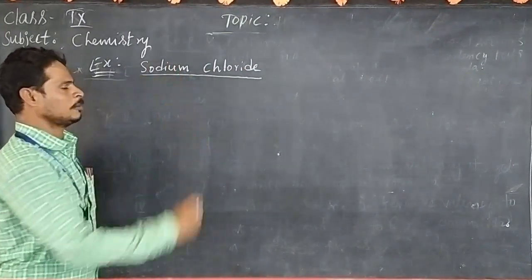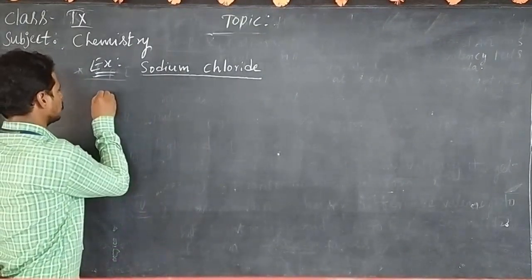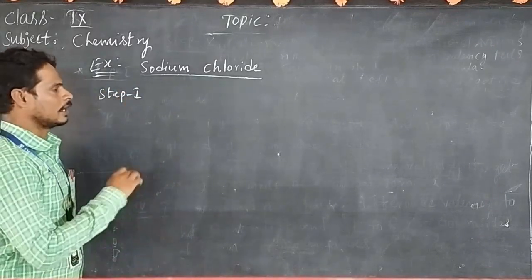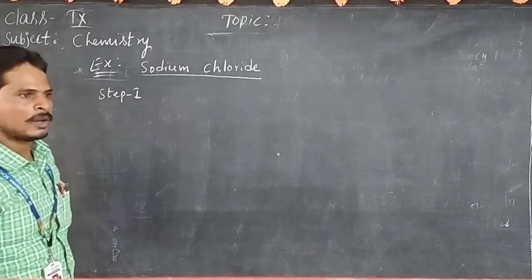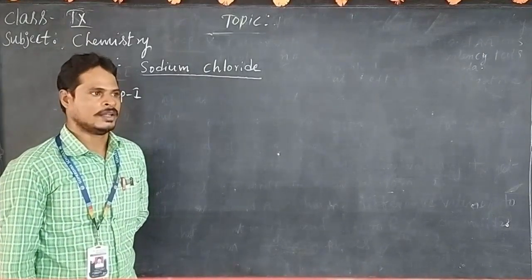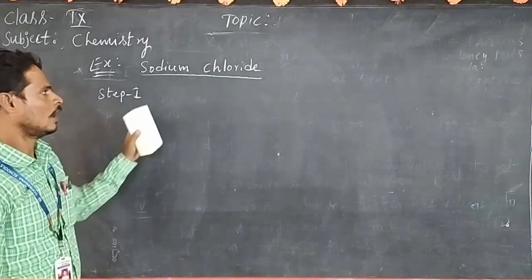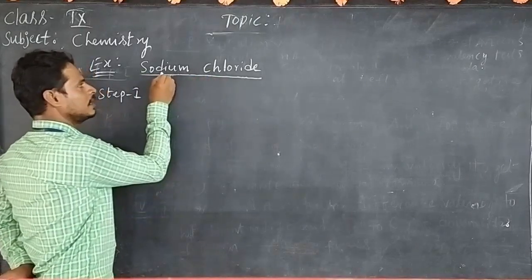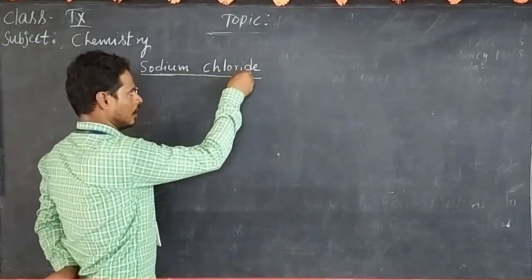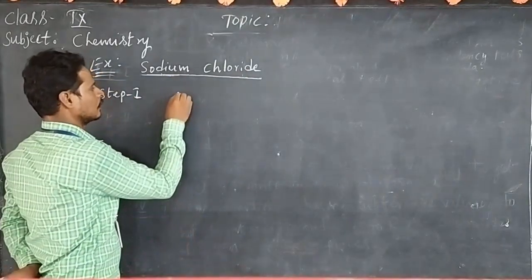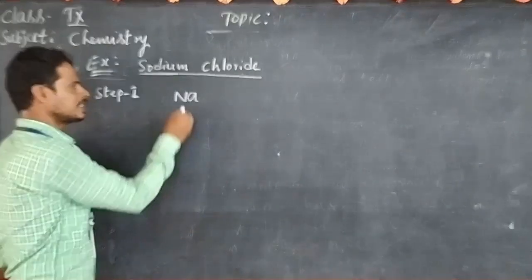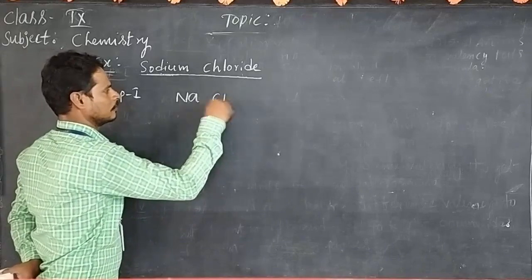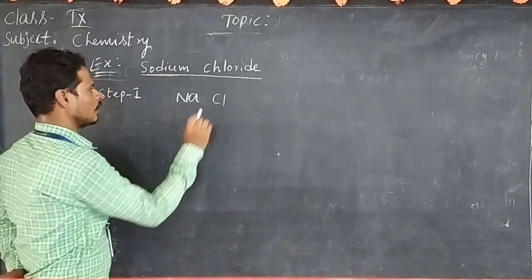We don't know the formula of sodium chloride, but we know step 1: write the cation radical and anion radical. Where should we write the cation, where should we write the anion? The cation we should write on the left-hand side, the anion on the right-hand side. What is the symbol of sodium? It is the cation, so we write it on the left side. Next, the chloride symbol, Cl, on the right side. So step 1 is over.